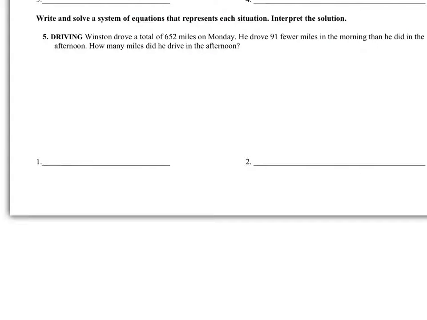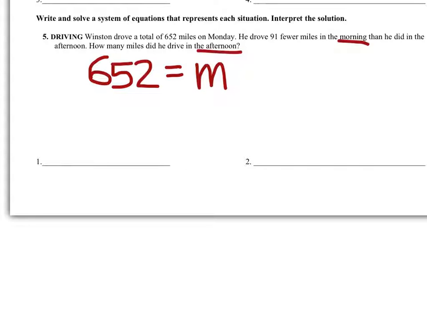All right, number 5. Winston drove a total of 625 miles on Monday. He drove 91 fewer miles in the morning than he did in the afternoon. How many miles did he drive in the afternoon? Well, we're really just trying to figure out how many miles he drove in the afternoon, which is being compared to the morning. So we've got 652 miles will be equal to the morning plus the afternoon. All right. So now that we have that first equation, which I got from just this statement, 652 miles on Monday, now I'm going to use this second statement, which is 91 fewer miles in the morning.